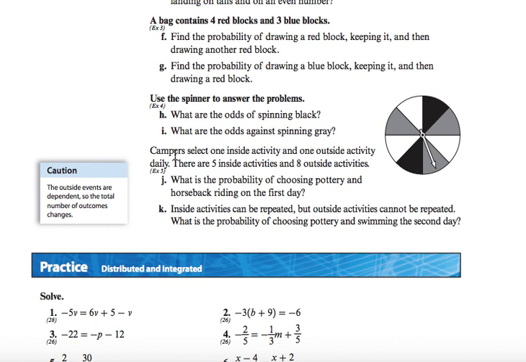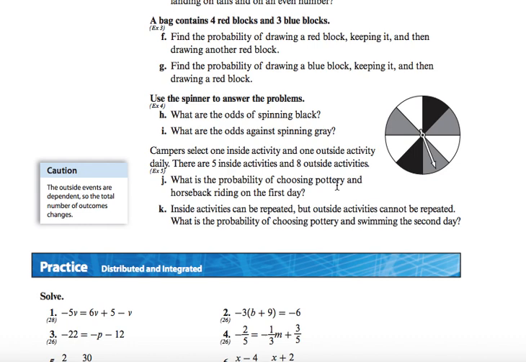In the last portion, it asks you to think about campers that select 1 inside activity and 1 outside activity daily. There are 5 inside activities and 8 outside activities. Letter J says, what is the probability of choosing pottery and horseback riding on the first day? Well, pottery is your inside activity, so that's 1 out of 5, and horseback riding is 1 out of 8. You multiply 1 out of 8 times 1 out of 5, you get 1 out of 40.